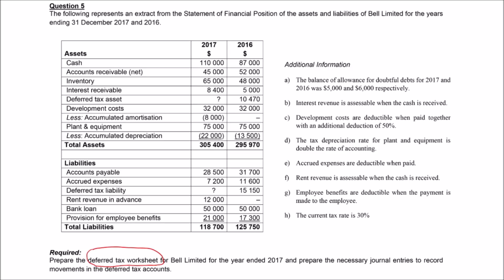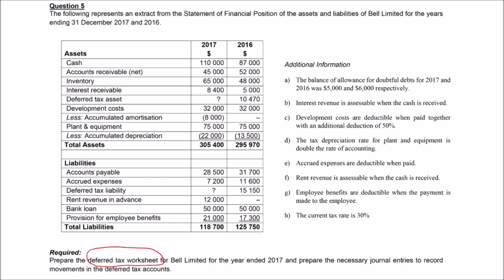With a deferred tax worksheet, what we are looking for is the deferred tax position of individual assets and liabilities. If you take a look at the balance sheet, you will see that we have a lot of assets and liabilities on there, but that doesn't mean that every single one of them will be relevant on the deferred tax worksheet. If you remember which accounts are relevant, that's great, but just in case you forgot, you can use the additional information to help you identify those individual assets and liabilities.